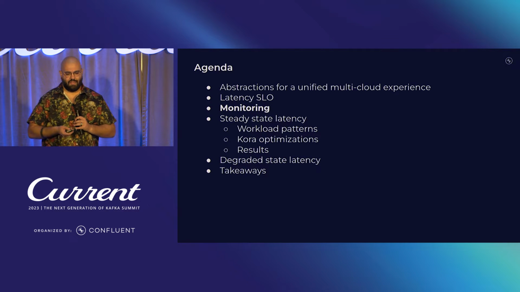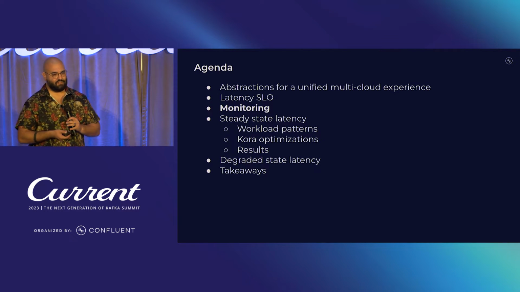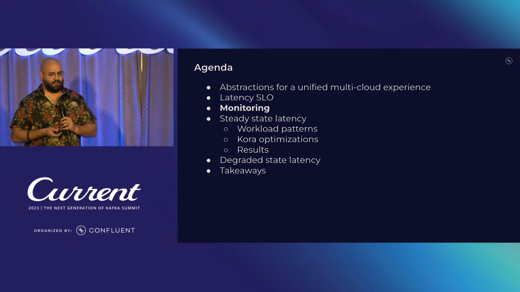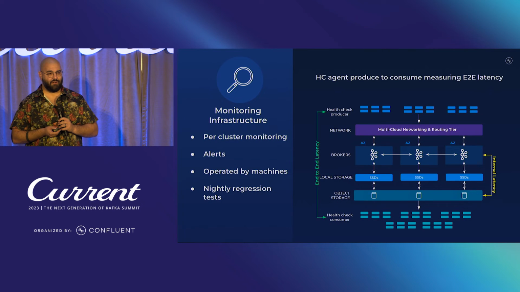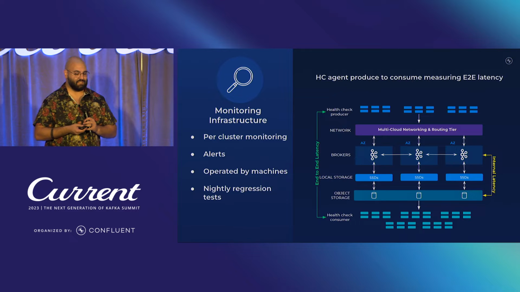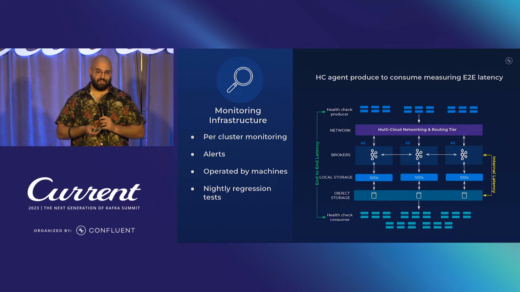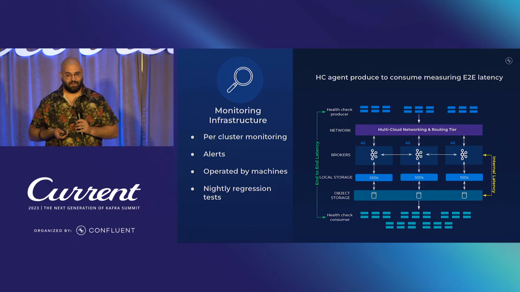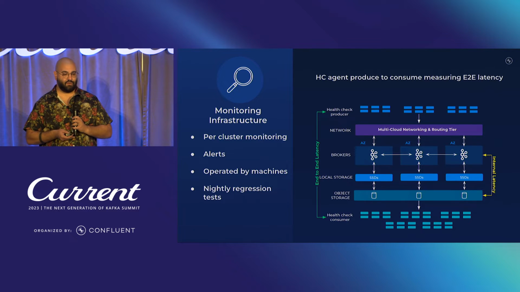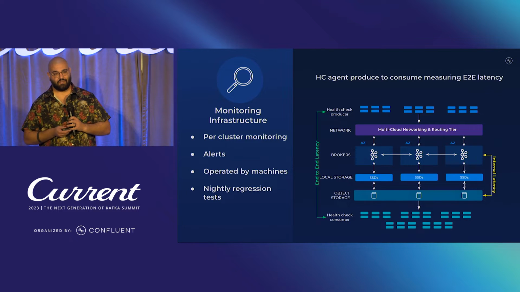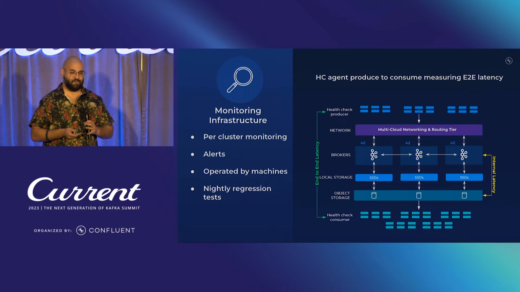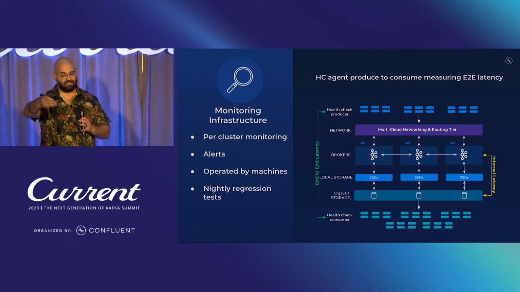So once we established how we're going to be looking at the latencies, obviously we have to set up the monitoring in place for us to be able to react to these things or be proactive about these things. I mentioned that we have a health check agent in every Kafka cluster we host. This, again, is a producer and a consumer, so it tries as best as possible to mimic what the user would see. So it goes through the entire life cycle of a message.